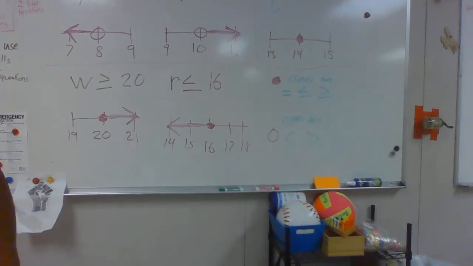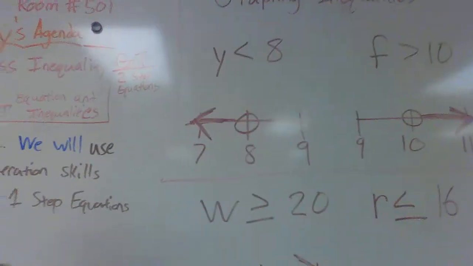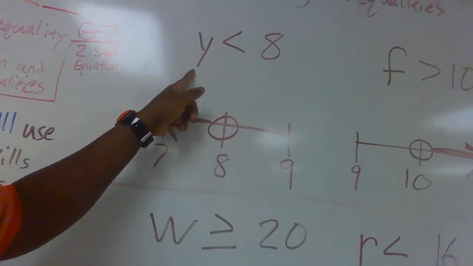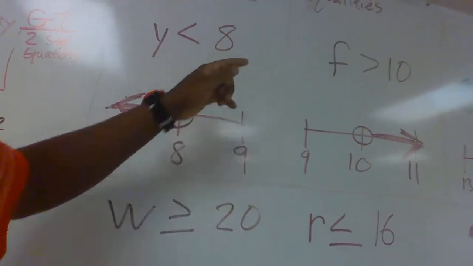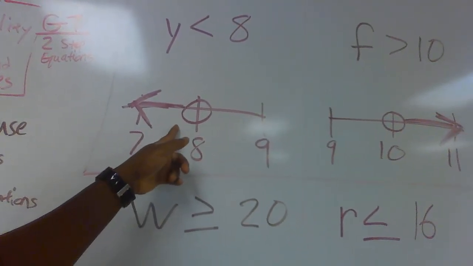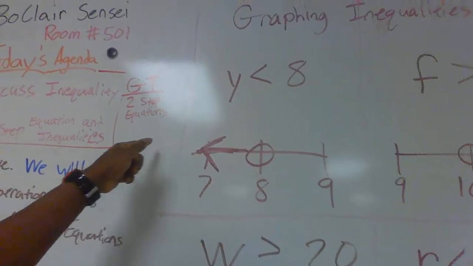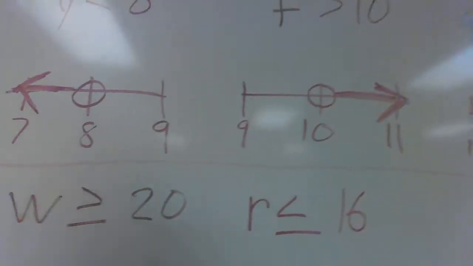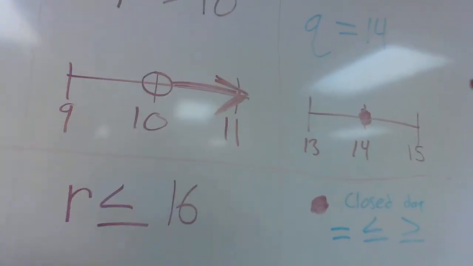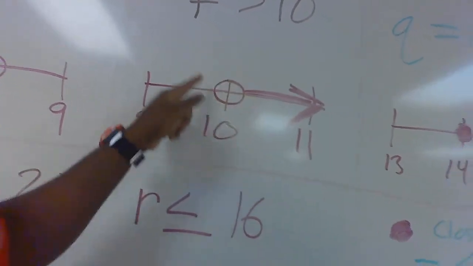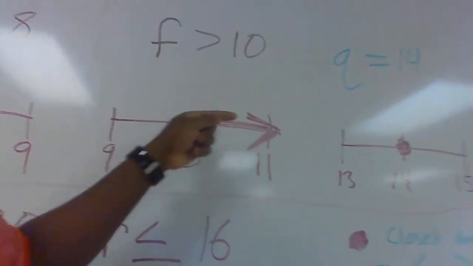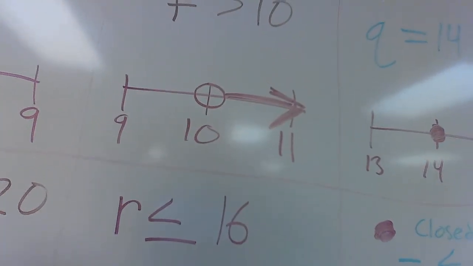I will show you guys my answers again just so you guys can see all of them. This first one said y is less than, makes the L, 8. Open circle, because it's not less than or equal to, it's less than, so it can't be 8. It can be anything that is less than 8. F is greater than 10. F can't be 10, so it's around 10, but it can be greater than 10. That's why we have the arrow.